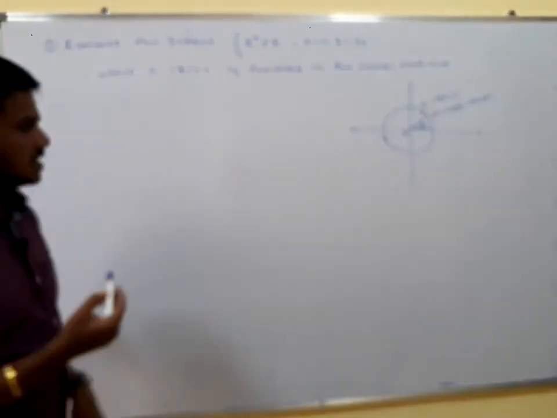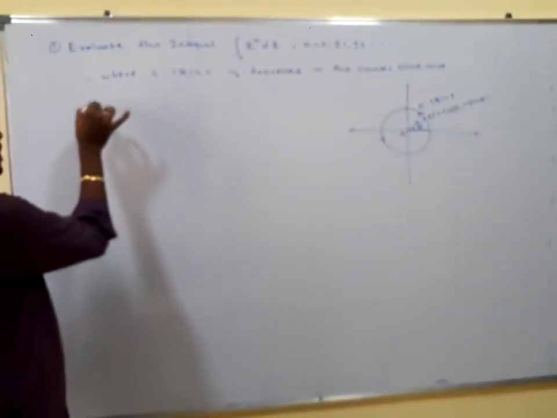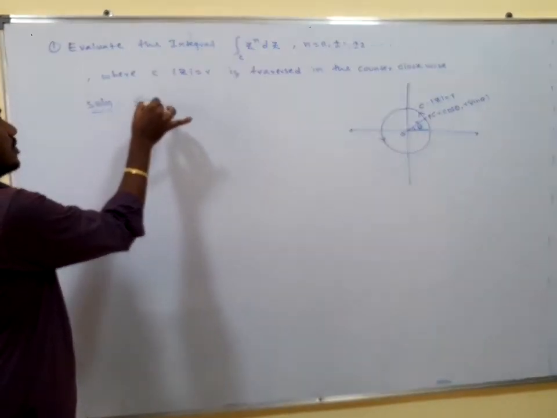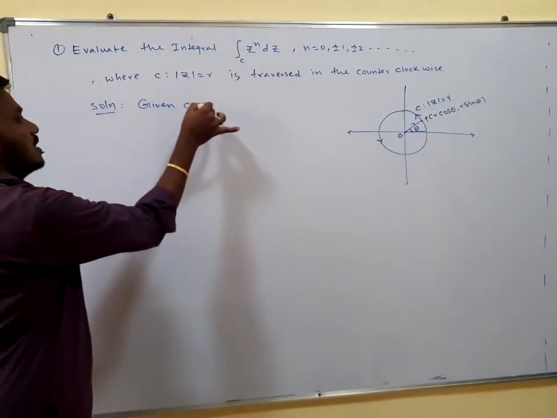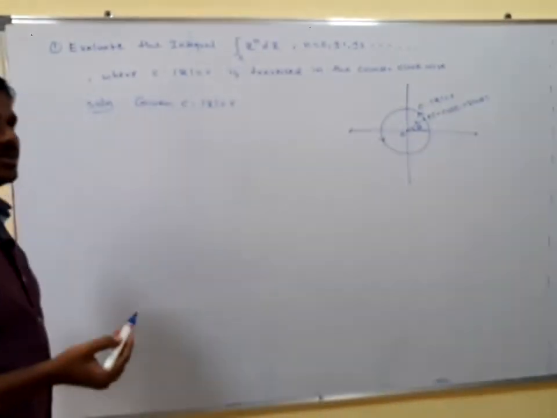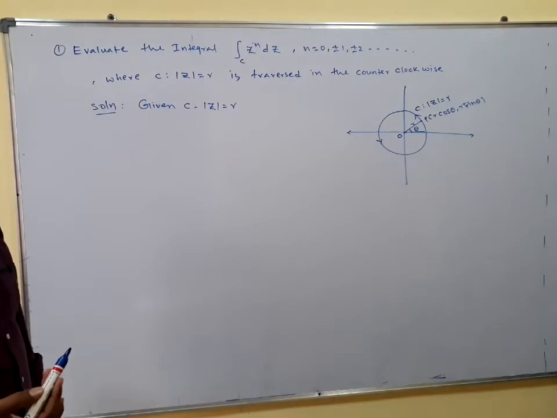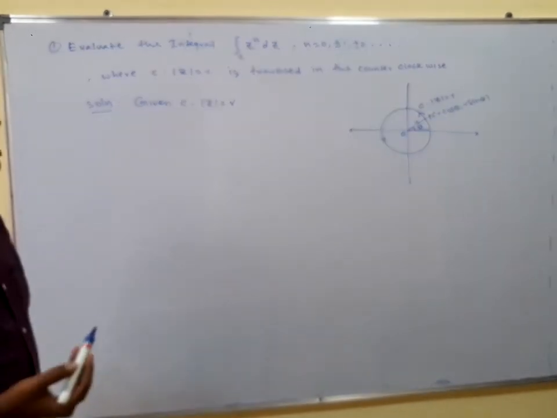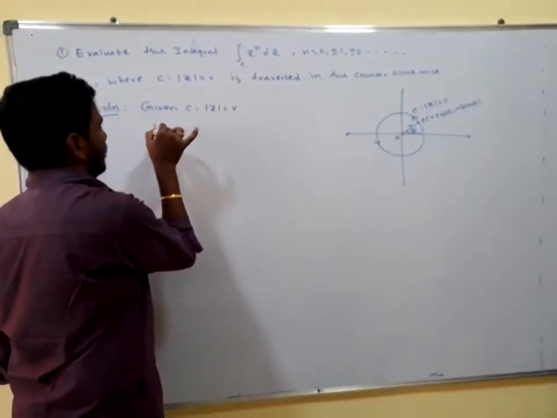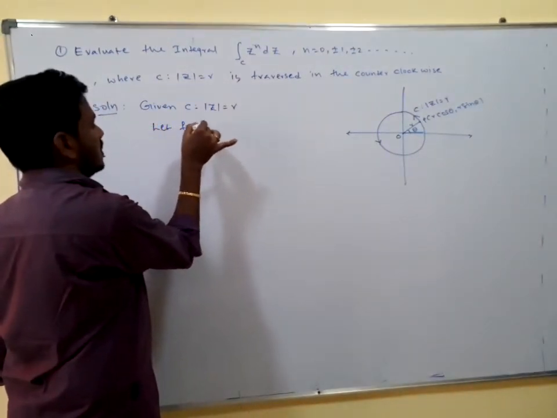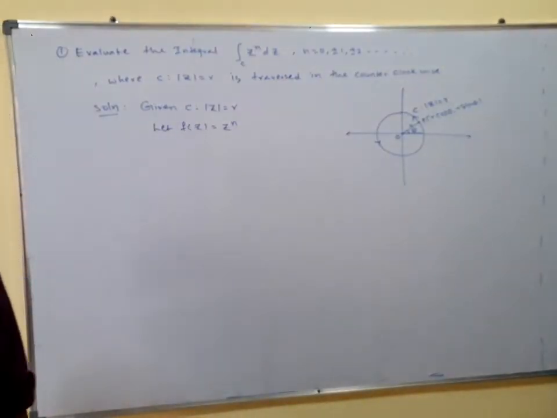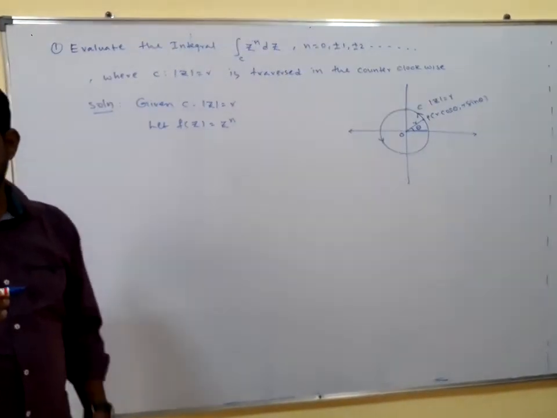Now coming to the solution. The given curve C is a closed curve, |z| = r, which is a circle with center at (0, 0) and radius r. Now let f(z) be equal to z to the power of n. So I am going to write f(z) = z to the power of n.